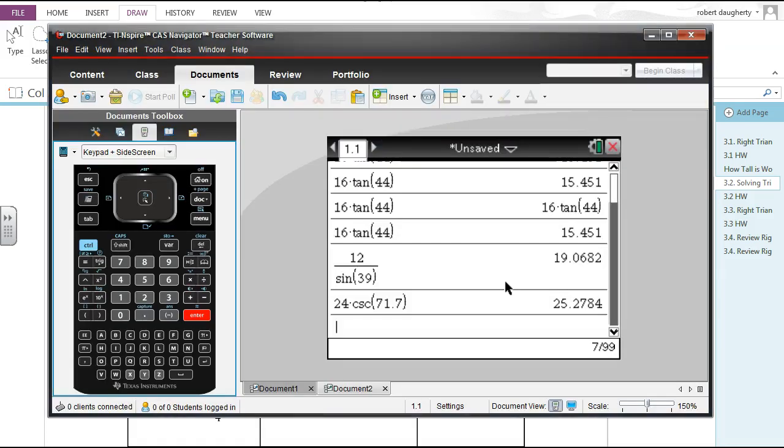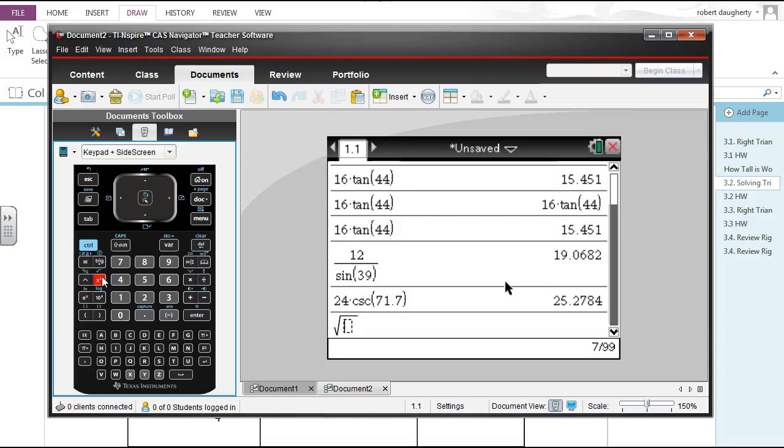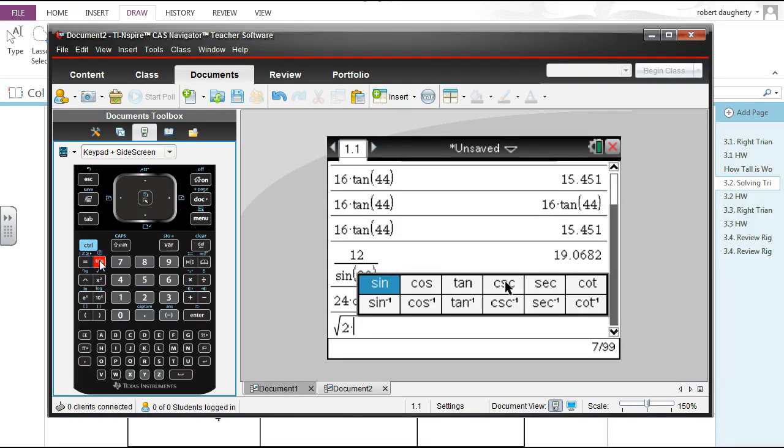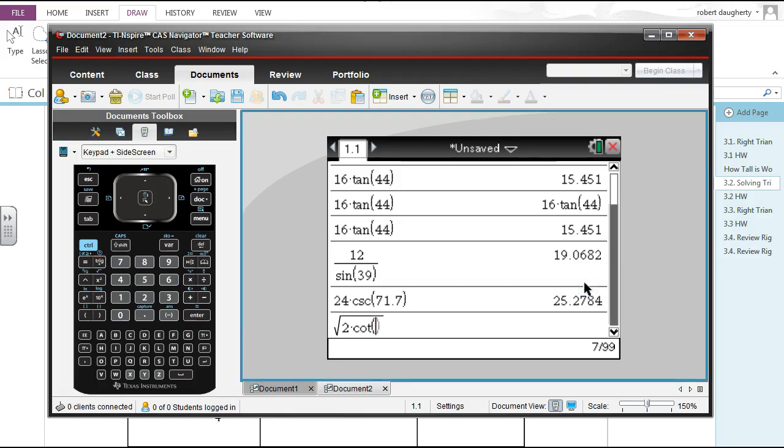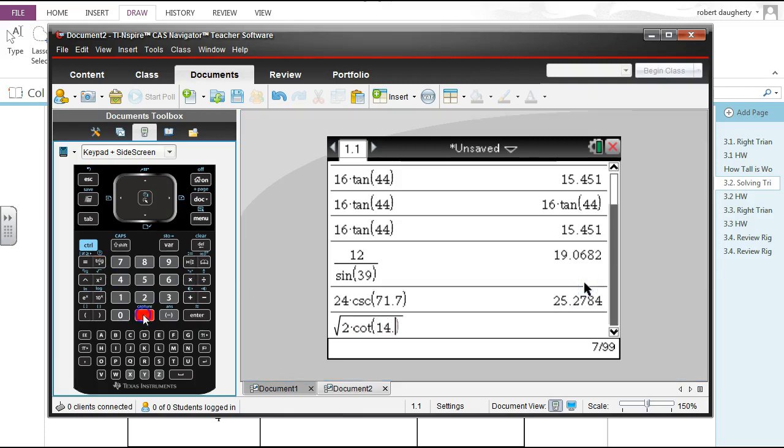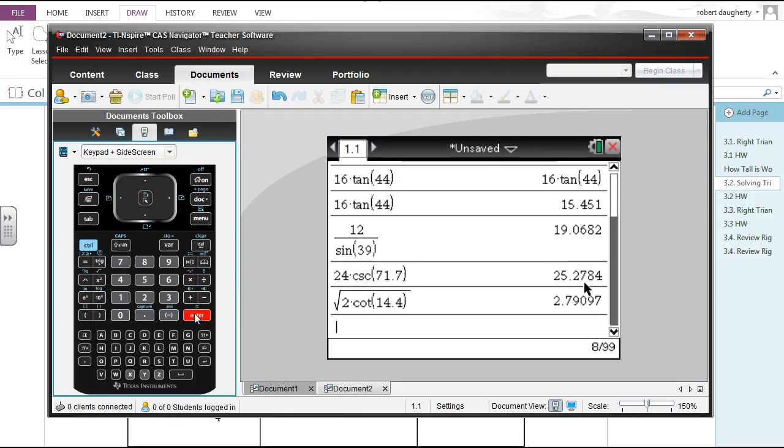So on my calculator, this is going to be the square root of 2 times trig function, cotangent of, what was it, 14.4? And that is 2.79.